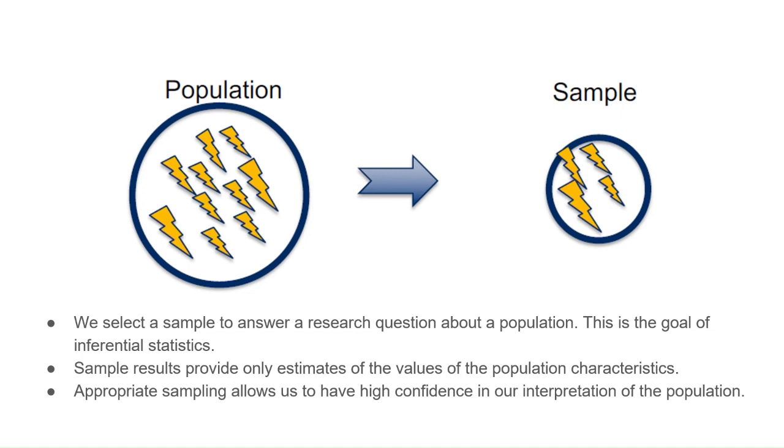This is the goal of inferential statistics, to use the data we do have to answer a research question about a population. When we see the results, they are only estimates of the values of the population characteristics, so we have to be careful. Appropriate sampling allows us to have high confidence in our interpretation.